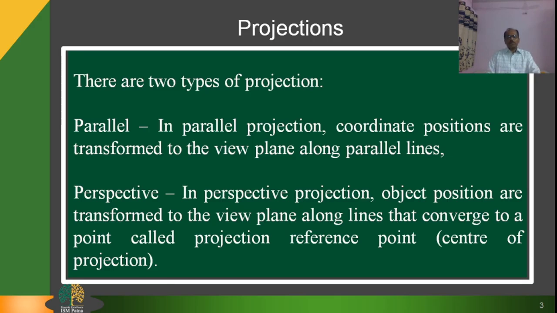In general, there are two types of projections: parallel and perspective. In parallel projection, coordinate positions are transformed to the view plane along parallel lines, whereas in perspective projection, any set of parallel lines are transformed to the view plane along lines that converge to a point called projection reference point, or in other words center of projection.